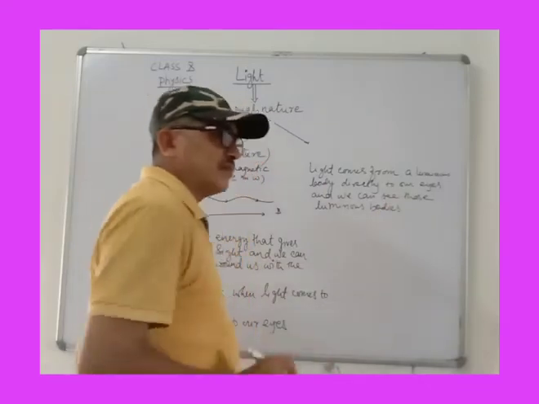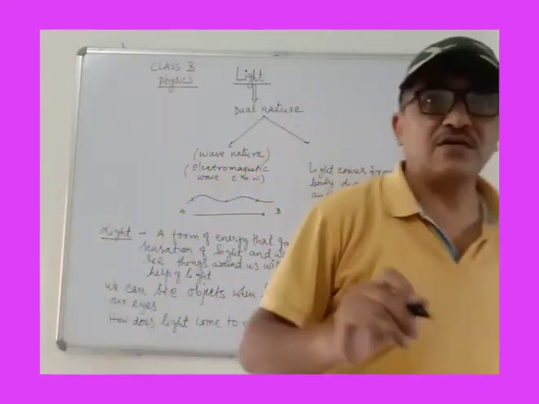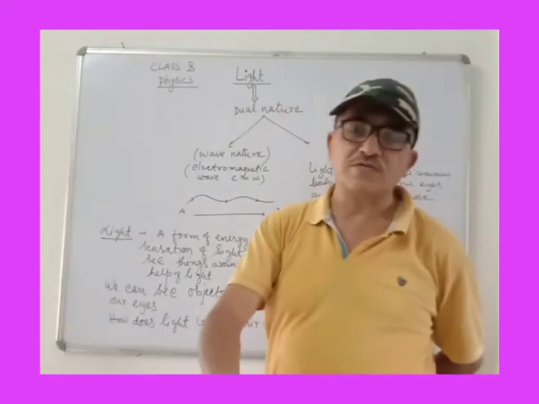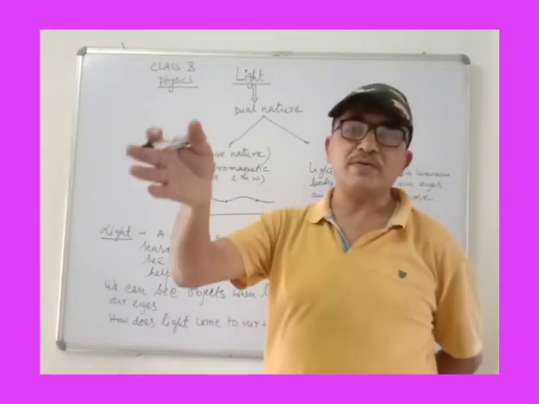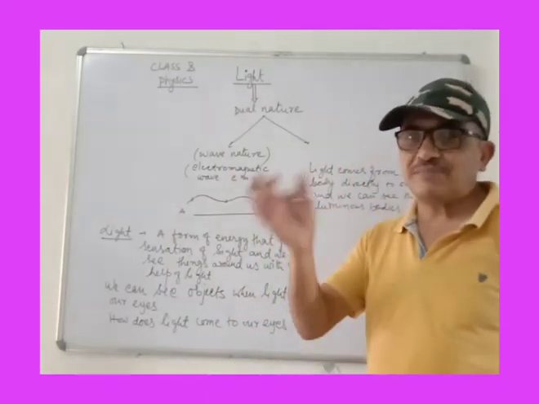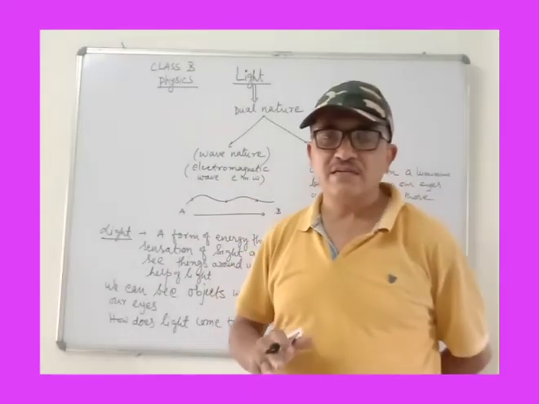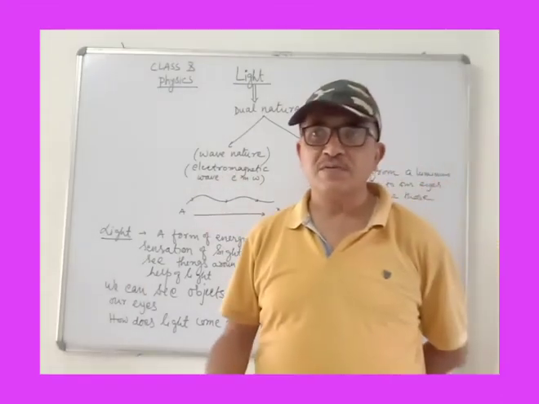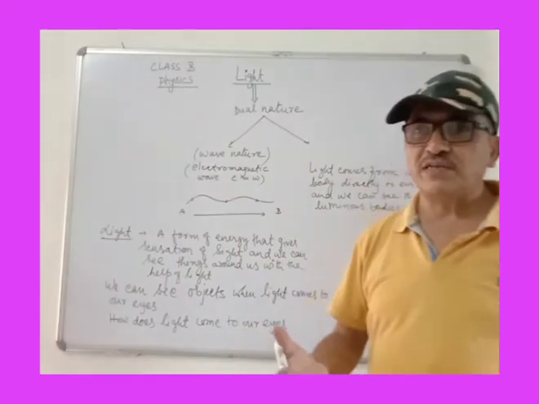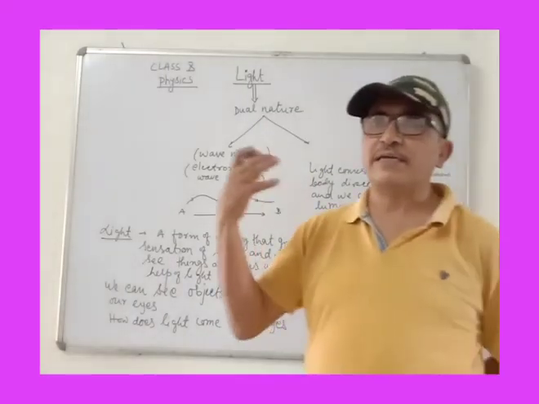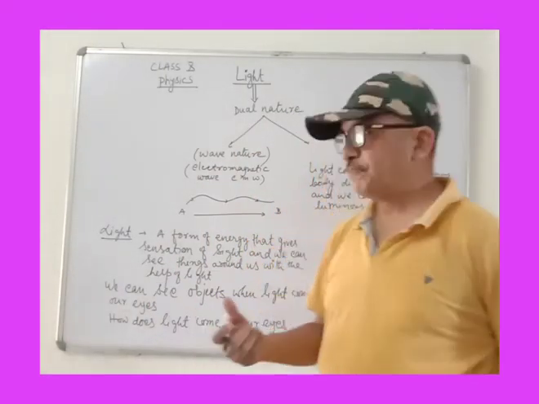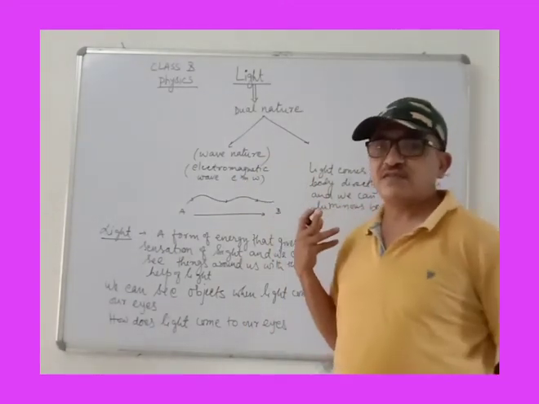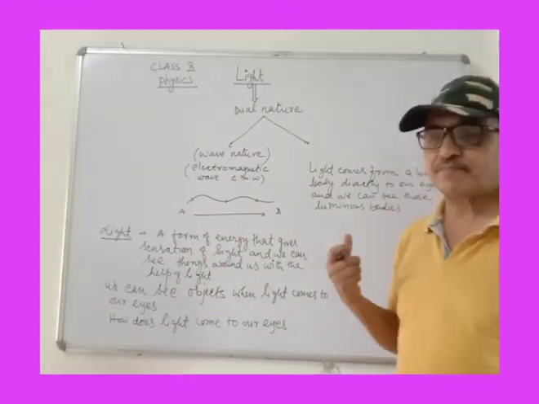If there is a candle burning or electric bulb glowing, we can see the bulb also. We can see the bulb, we can see the candle. That means the image of the bulb and the image of the candle is formed in our eyes. Even the sun also we can see. Sun is itself a luminous body, a candle is luminous body, and bulb is also luminous body. It produces light. We can see, in that case, light comes directly to our eyes and its image is formed.